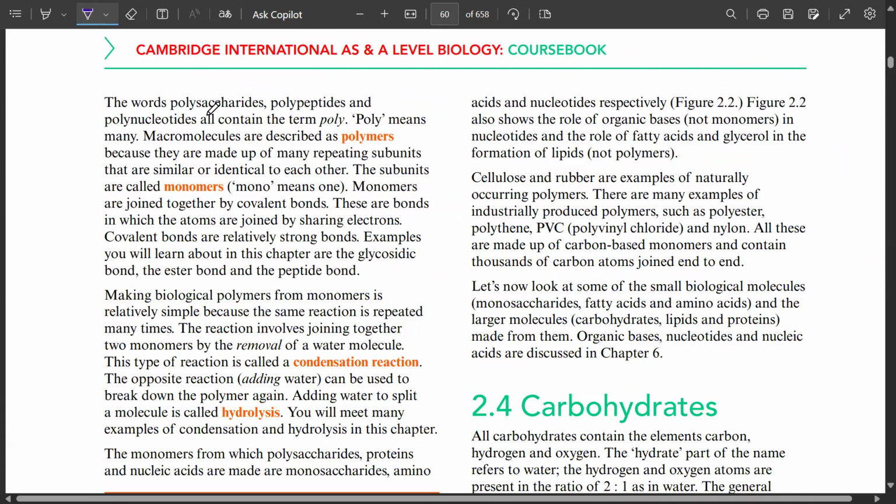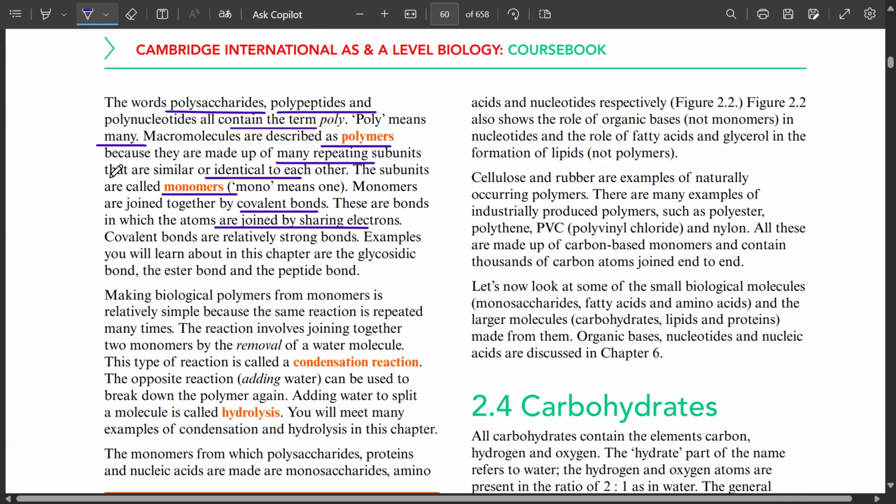So the words polysaccharides, polypeptides, and polynucleotides all contain the term poly. Poly means many, mono means one. And macromolecules are described as polymers because they are made up of many repeating subunits that are similar or identical to each other. The subunits are called monomers, and monomers are joined together by covalent bonds, where the atoms are joined by sharing electrons.